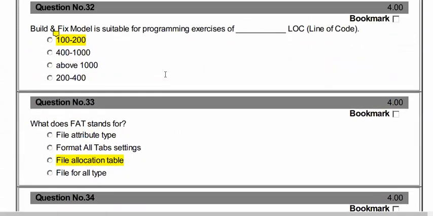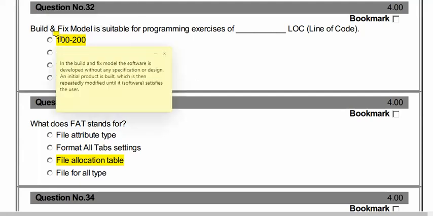Build and fix model is suitable for programming exercises of LOC, lines of code. Option A is right, 100 to 200. The build and fix model is suitable for programming exercises of 100 to 200 lines of code. In the build and fix model, the software is developed without any specification or design. The initial product is built, which is then repeatedly modified until the software satisfies the user.